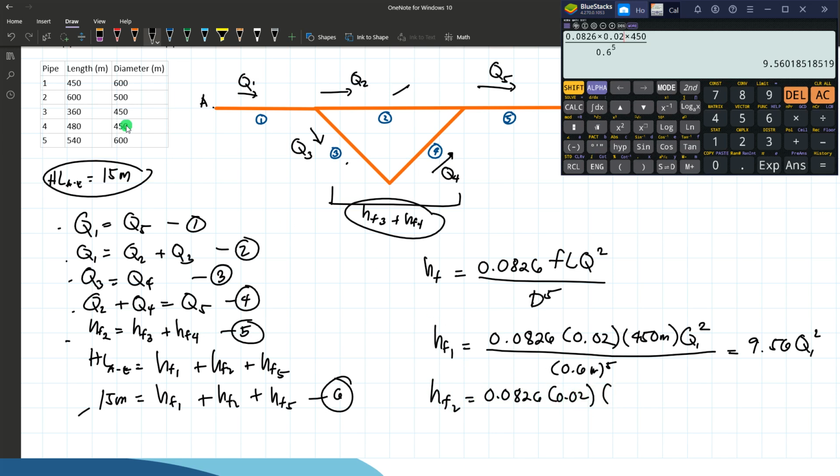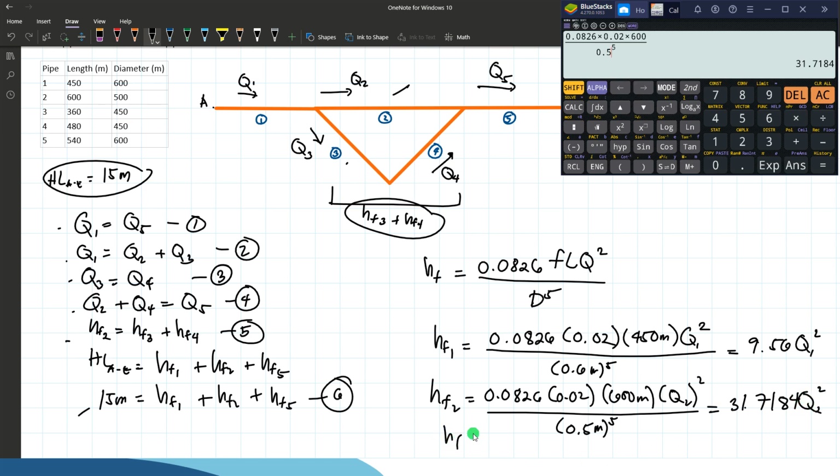Then for head loss on pipe number 2, the length is 600, Q2 squared over diameter 500. Okay, that gives 31.72, or 7184 Q2 squared.